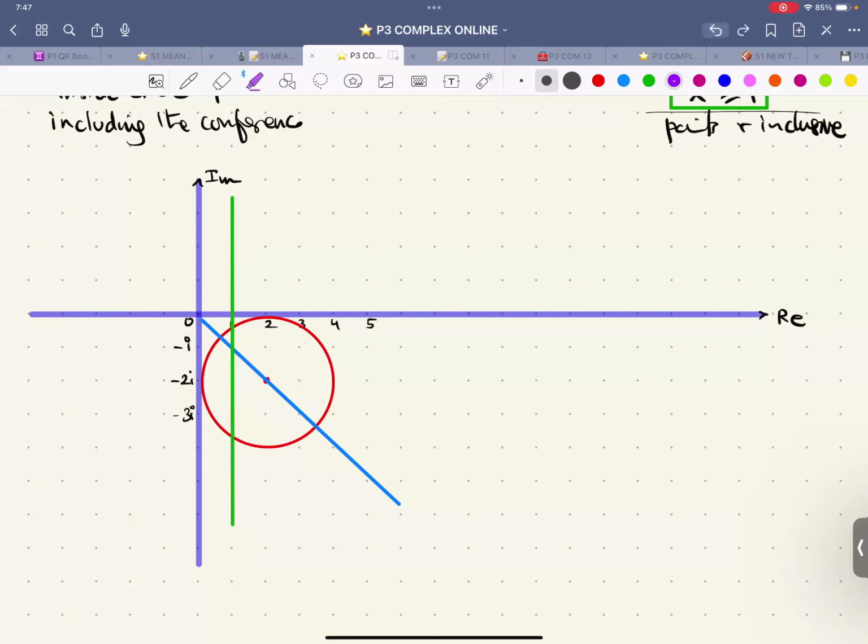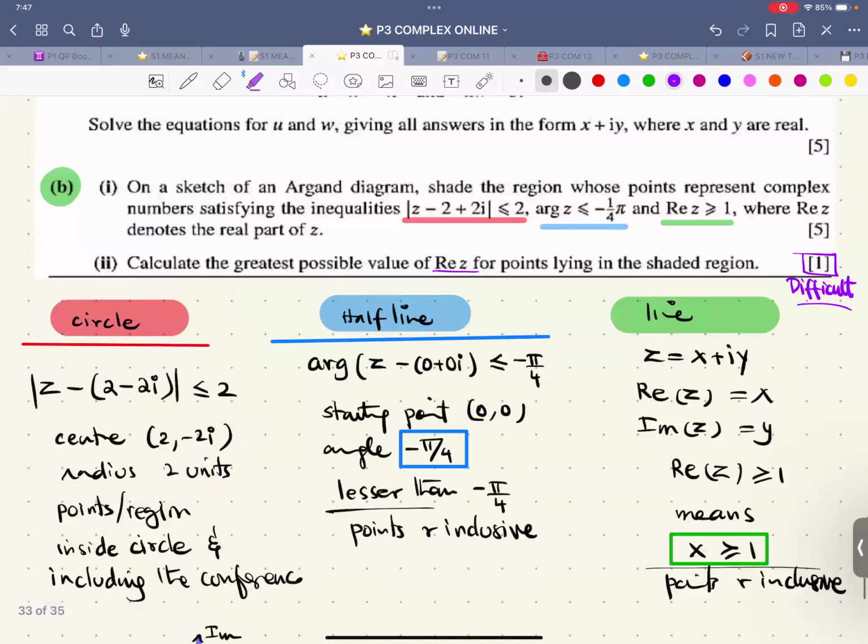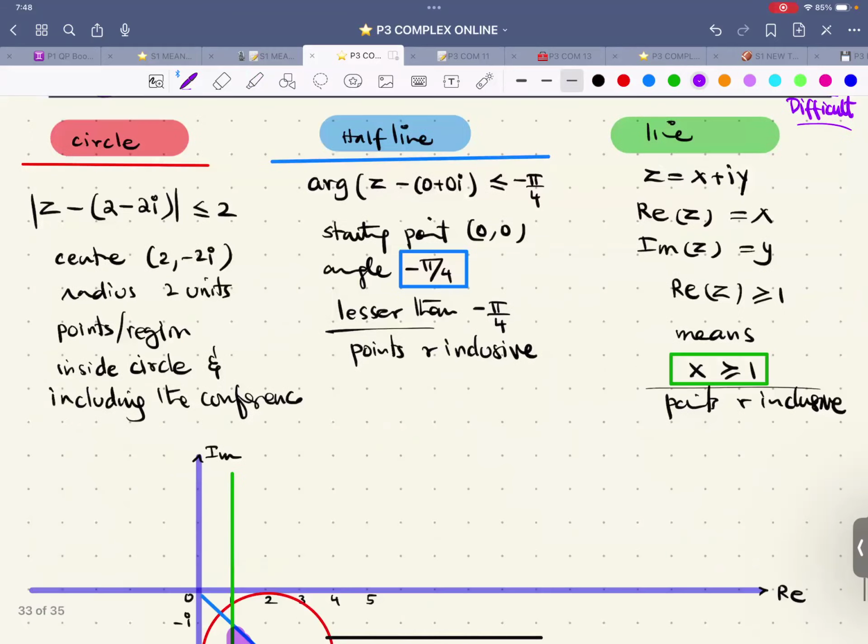What is this forming? So now this thing over here, that is the shaded region. So all good, all clear. Just ignore the overlaps. Once this is done, that is for 5 marks. Now this part: calculate the greatest possible value of the real part of z. Greatest possible value of the real part of z means the greatest possible x value for points lying in the shaded region.